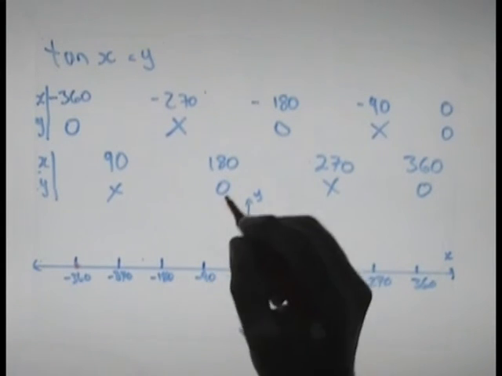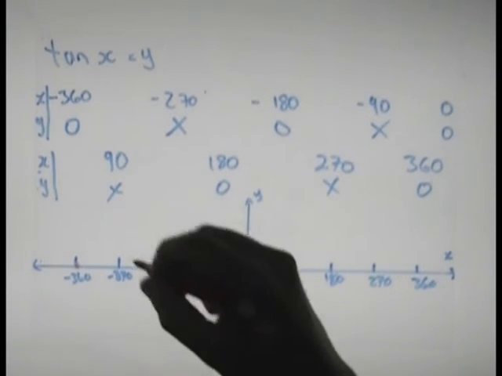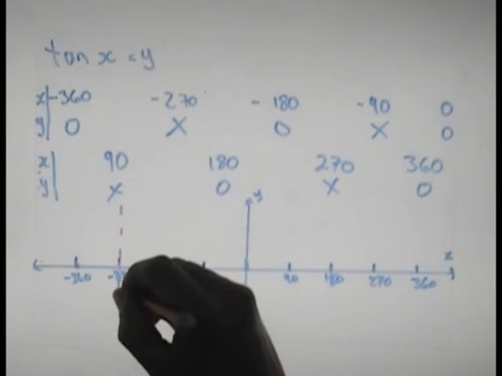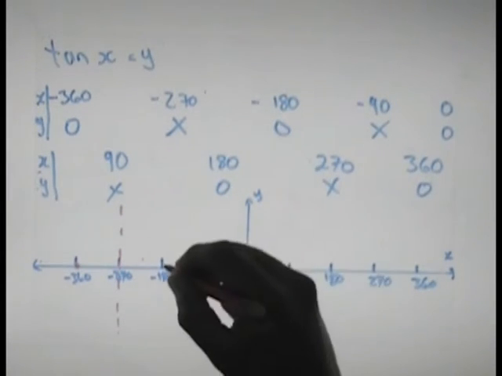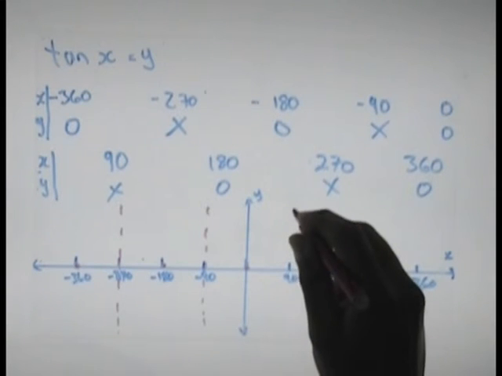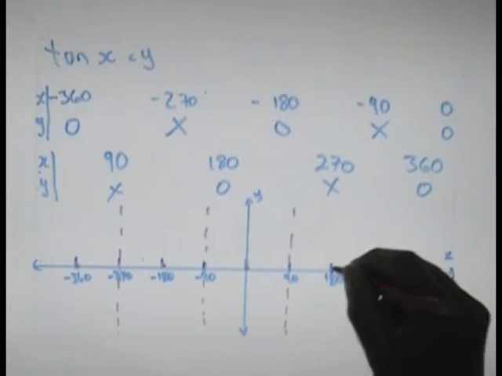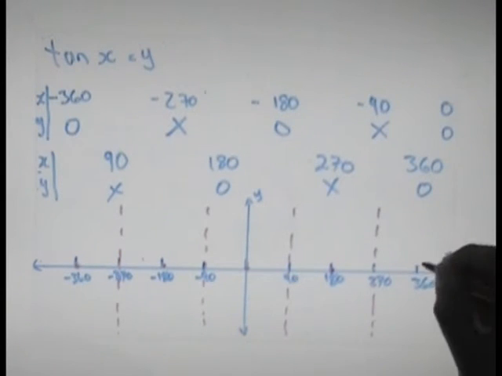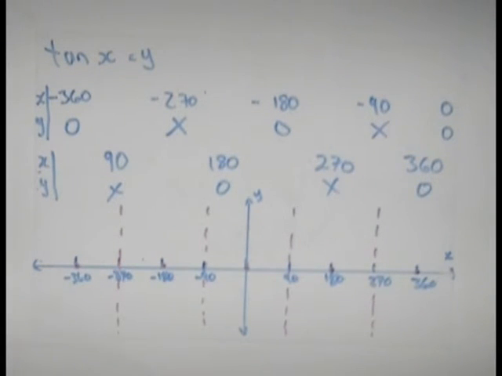0 at negative 360, undefined at negative 270. That means that that is an asymptote. It cannot reach that. Negative 180, 0, undefined at negative 90. 0 at 0, undefined at positive 90. 0 at 180, undefined at positive 270. And 0 at 360. Look how many undefined graphs we have. Also keep a note of the distance between each undefined point. It's 180 degrees. I can't sketch a graph from this. I've just got a whole bunch of 0 points.